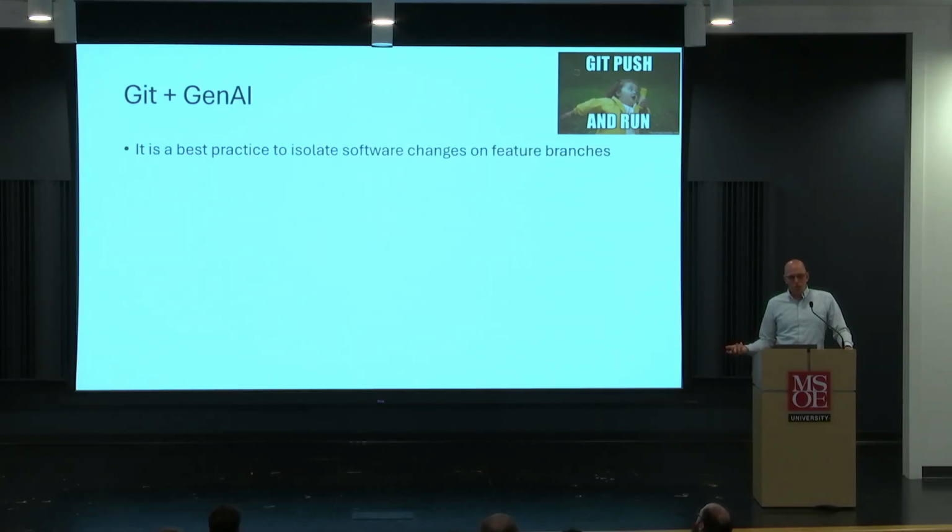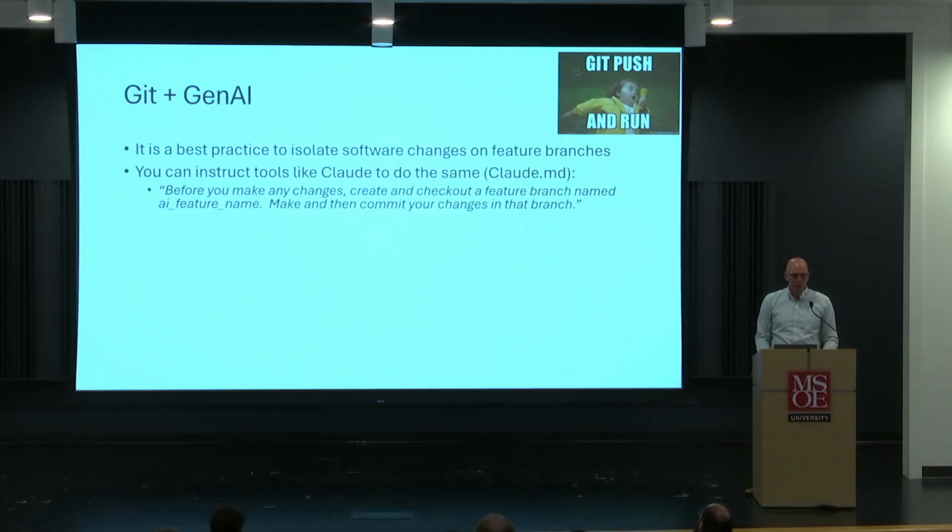You can actually use these tools with existing software engineering tools like Git. Just like if I was going to delegate a bunch of development to other developers, I would say, hey, develop this feature on this branch. We'll go through a merge process and all this kind of stuff, right? You can do that with your generative AI too. So you can instruct Claude to say, okay, before you make any changes, create and check out a feature branch, give it a naming template, and then make and commit your changes to that branch.